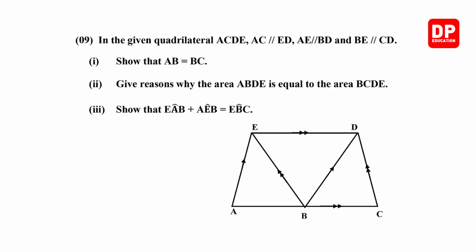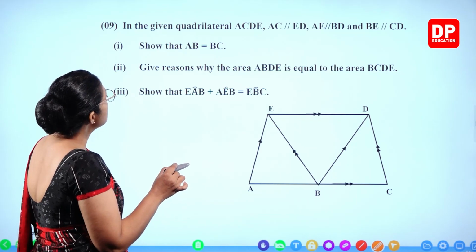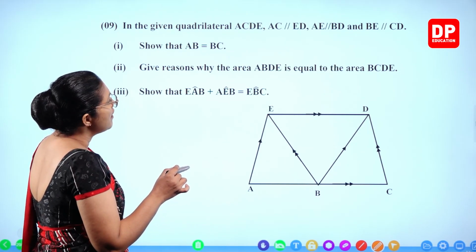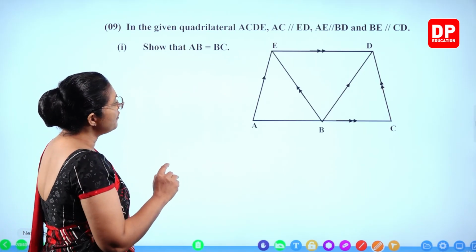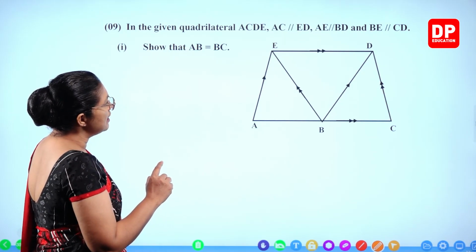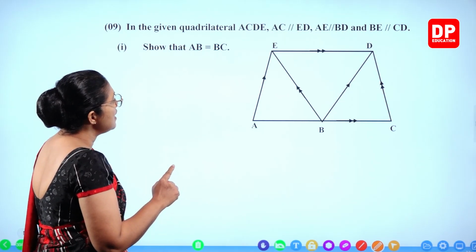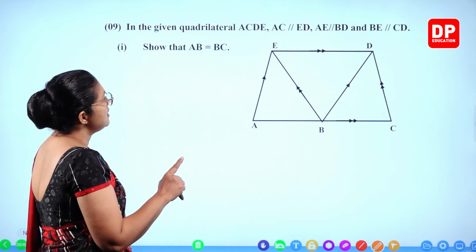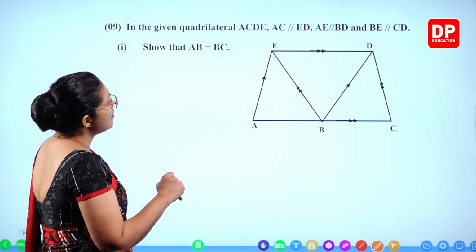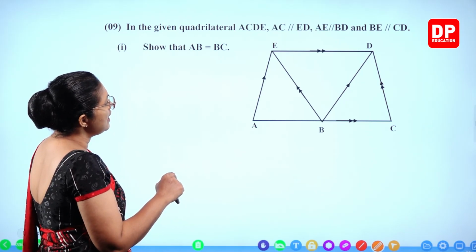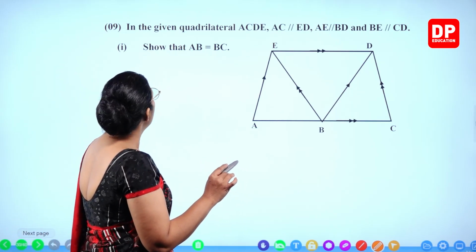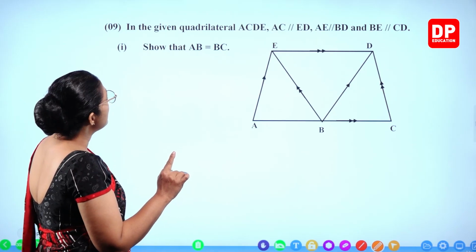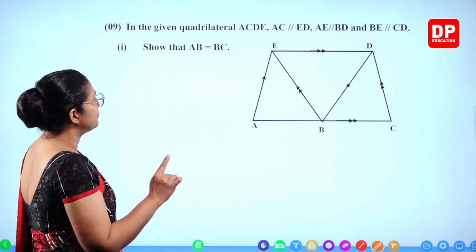Question number 9. You have to prove first, AB equals BC, and then area ABDE is equal to area BCDE. So let's do that. In the given quadrilateral ACDE, AC is parallel to ED, AE is parallel to BD, and BE is parallel to CD. So already marked. Then it says show that AB is equal to BC.